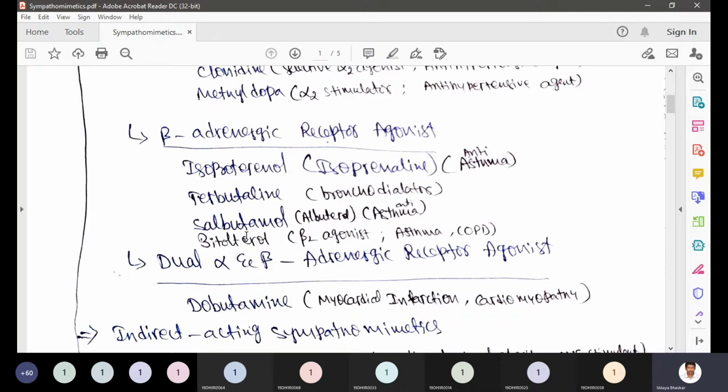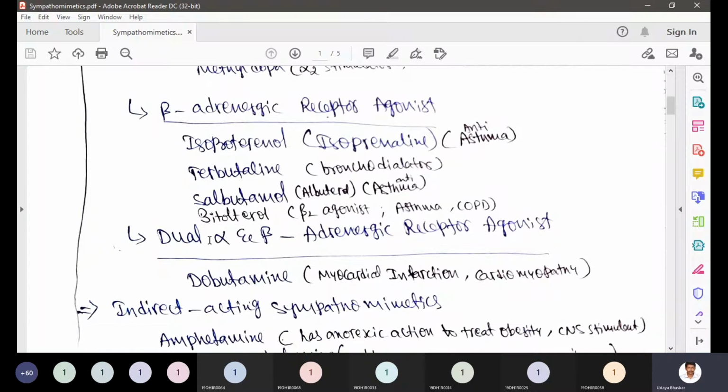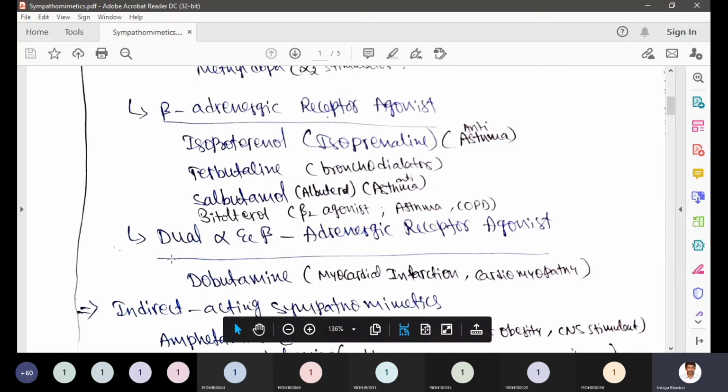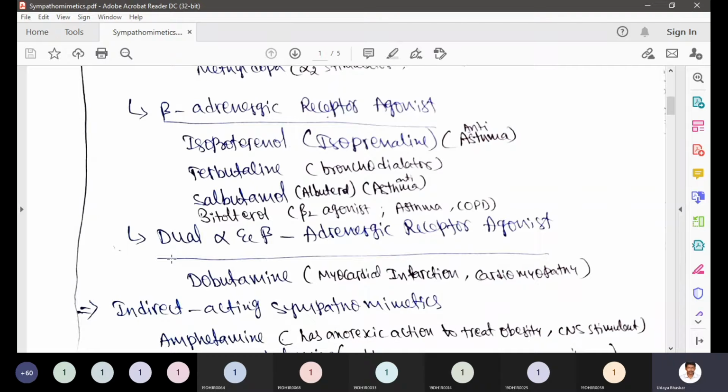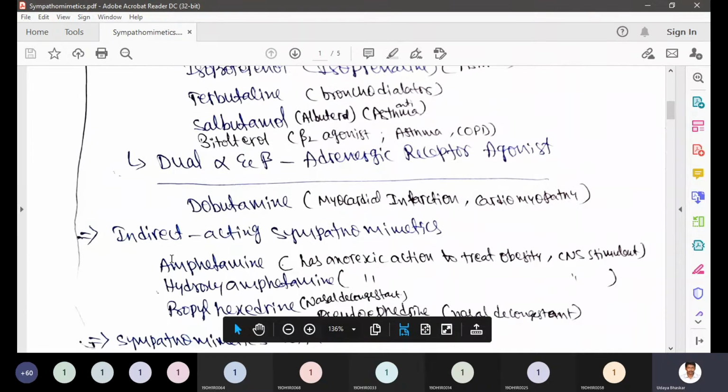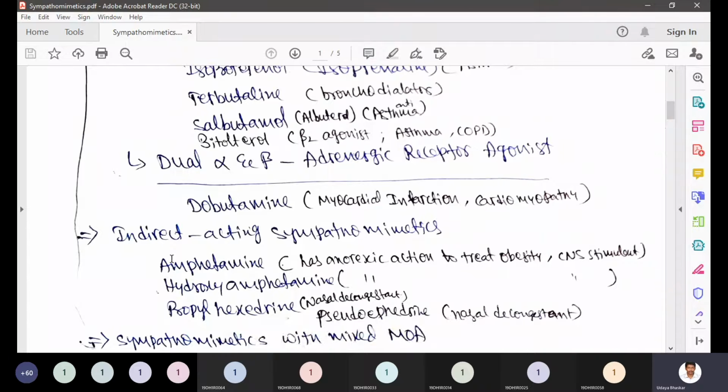It is very very important. It is a beta 2 agonist, used in asthma, COPD. So very very important. And the other subcategory is dual alpha and beta adrenergic receptor agonist. So what is the example for it? Dobutamine. So dobutamine is used for the indication myocardial infarction, cardiomyopathy.